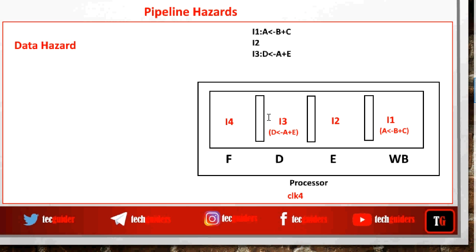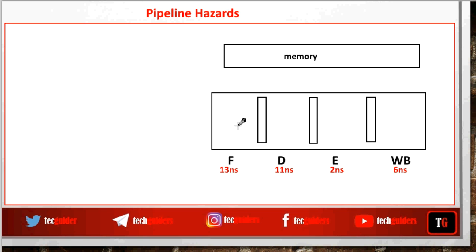So we'll discuss the hazards one by one and we'll discuss the ways to avoid the hazards in the coming videos. And before moving to hazard, we will discuss the role of cache memory in pipelining.